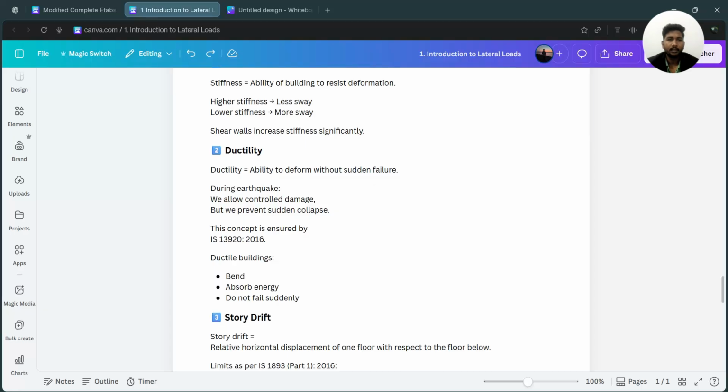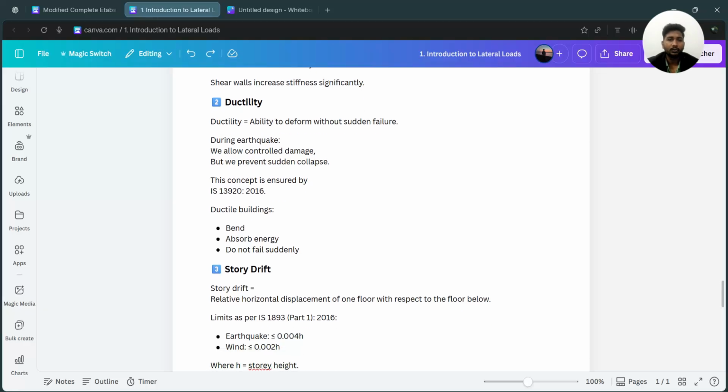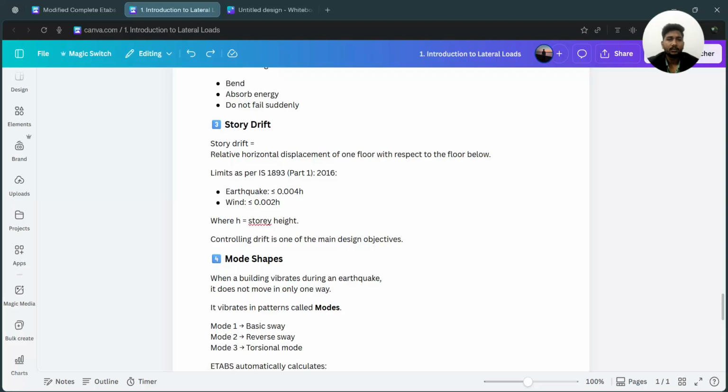Then we will see ductility. What is ductility? The ability to deform without sudden failure. During an earthquake, we allow controlled damage, but we prevent sudden collapse. This concept is ensured by IS 13920:2016, and a ductile building bends and absorbs energy, does not fail suddenly. Then after, the story drift.